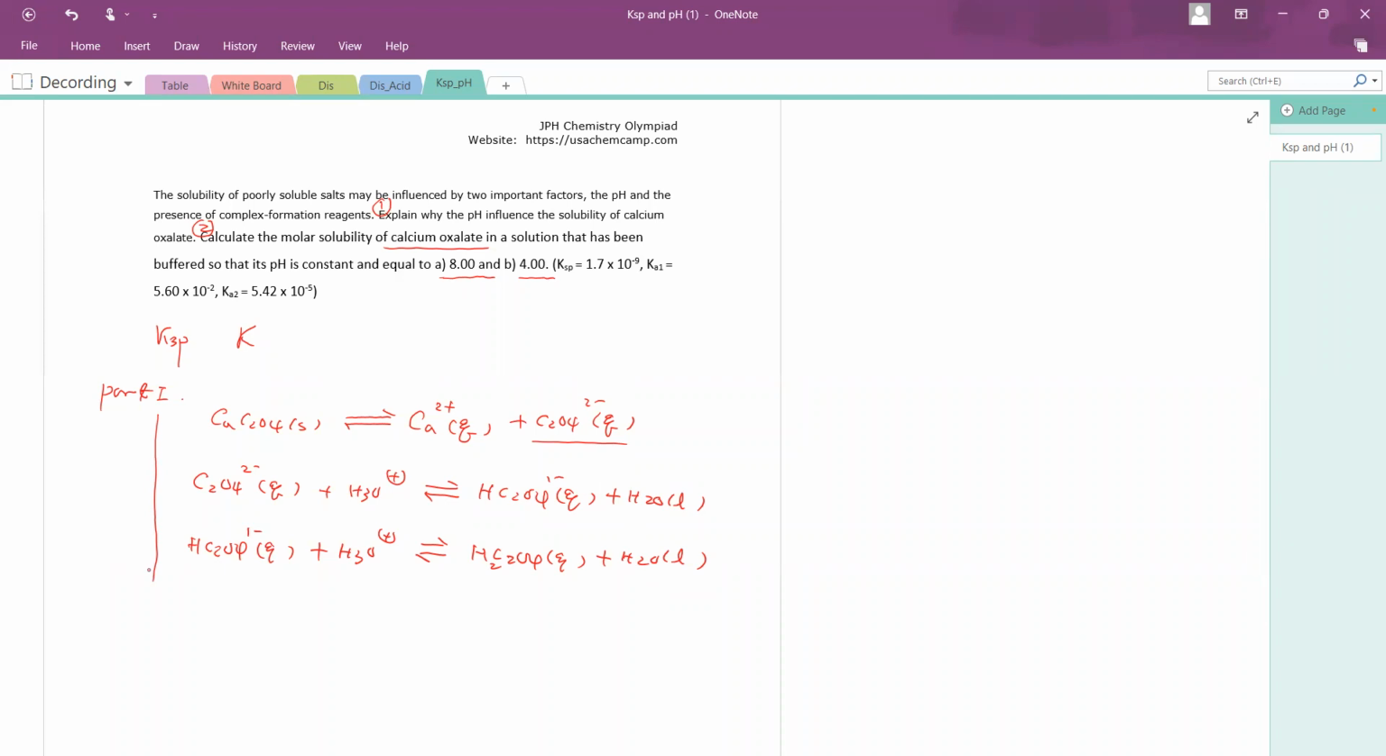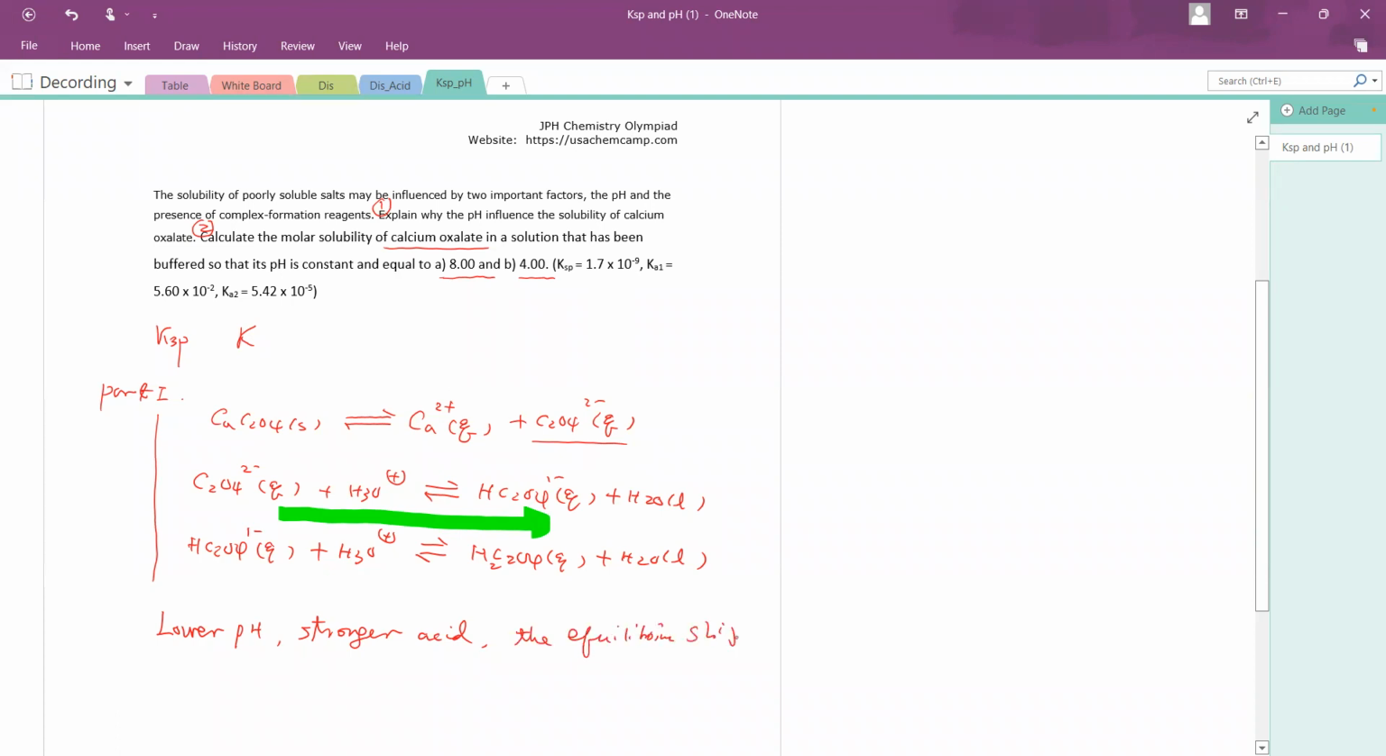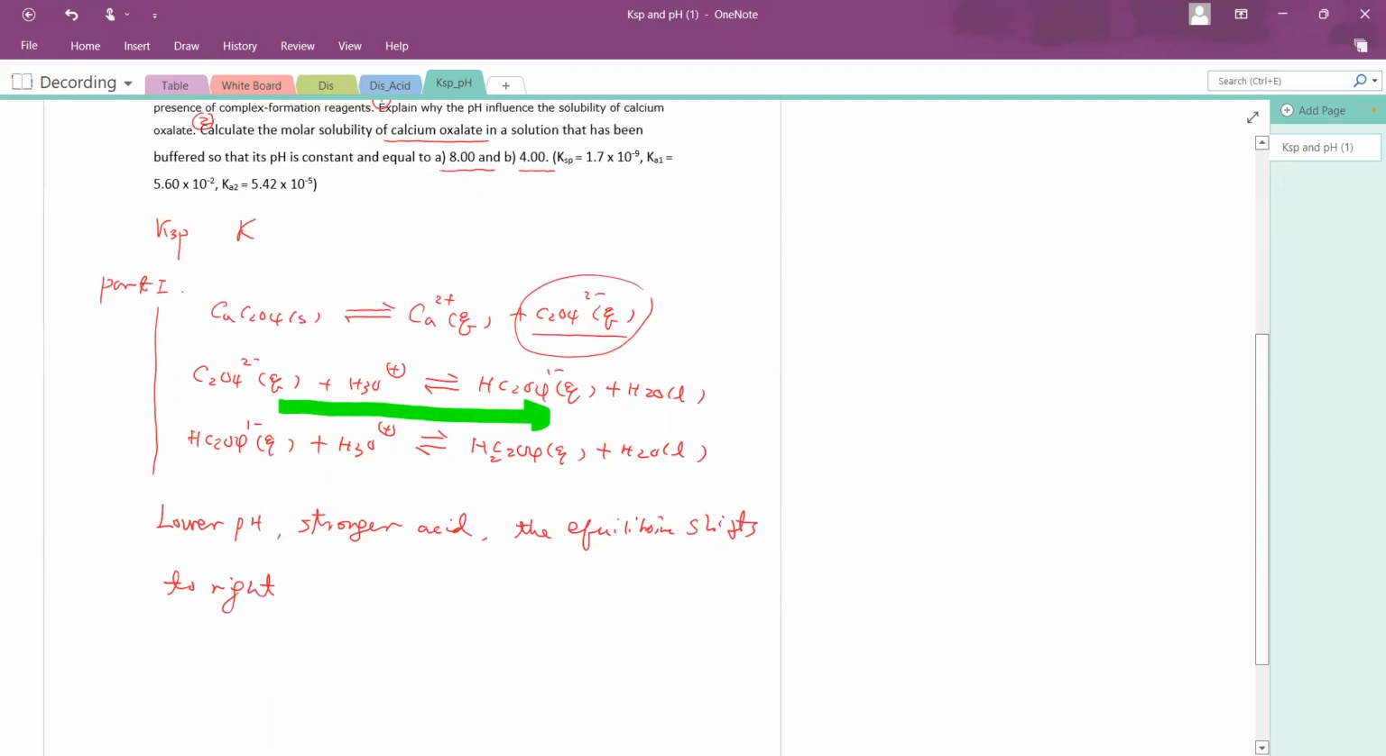At lower pH, which means stronger acid, the chemical equilibrium shifts to the right. And the more oxalate ions will react, so this equilibrium also will shift to the right. I'm going to summarize from these three equations.